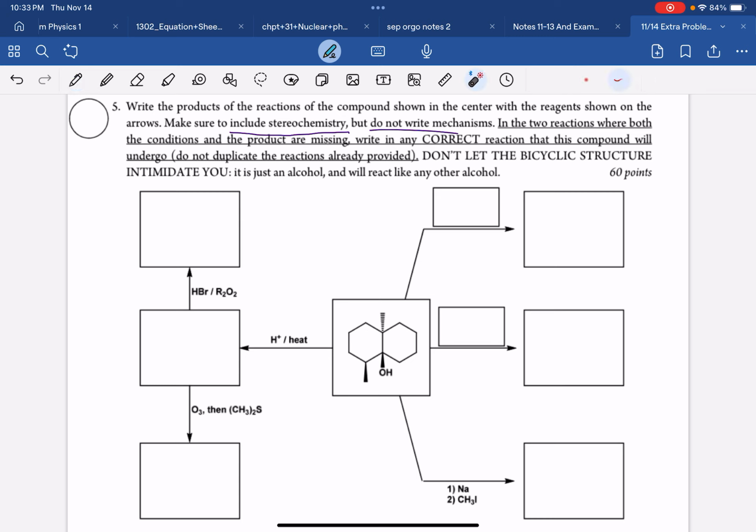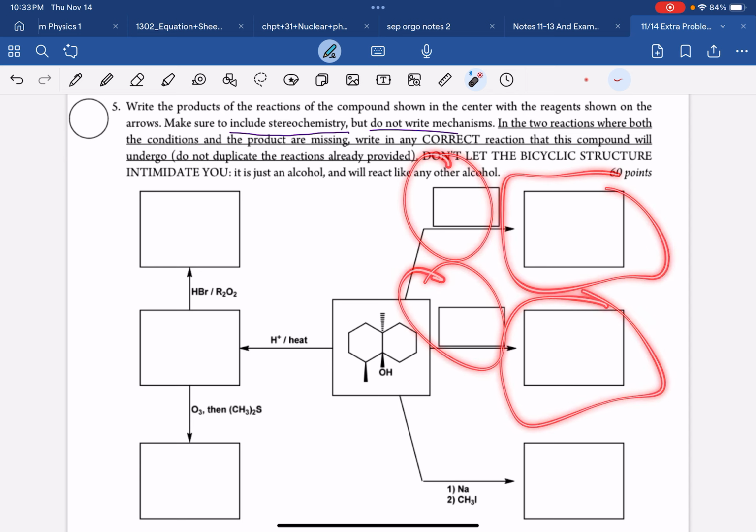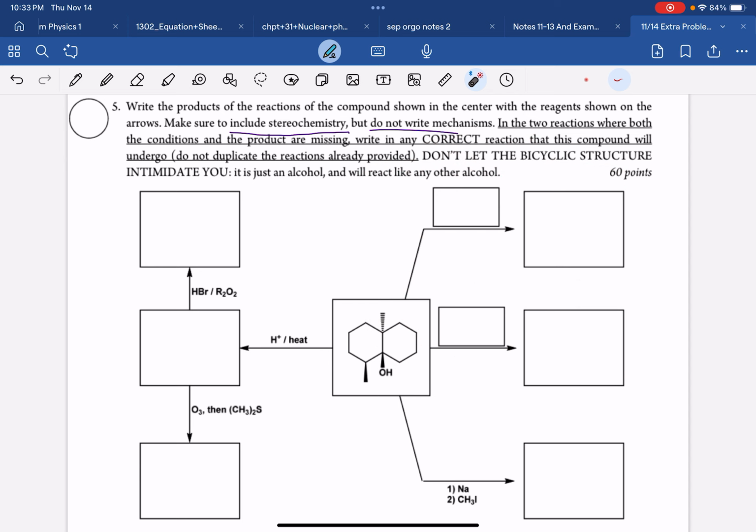So this is kind of interesting. He wants you to make your own reactions here and then put it in the box. So you kind of have some free will on this side. Whereas here, obviously, you have reagents that you need to know, right? So what else did it say? Don't let the bicyclic structure intimidate you. How kind of him to say that, right? Don't let it intimidate you. Okay, so we'll just get started with this.